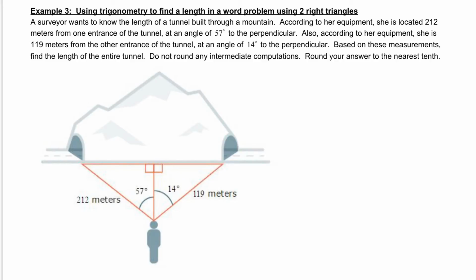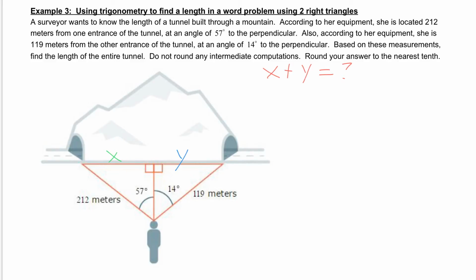So if we take a look at the picture that's drawn for us, here's the tunnel, and here's the triangles that she has set up. There are two right triangles that we are looking at, and our goal is to find the length of this whole thing right here. So we're going to break it down into two different parts. We have part X, and we have part Y. And so the length that we need to find altogether in the end is X plus Y. So we need to go ahead and use our trig functions to find X and then to find Y.